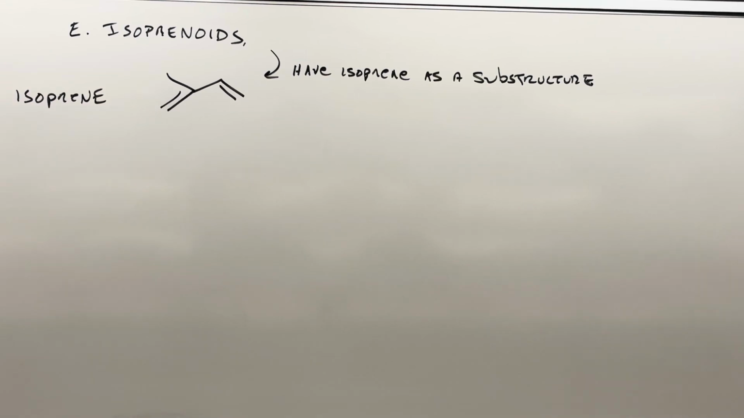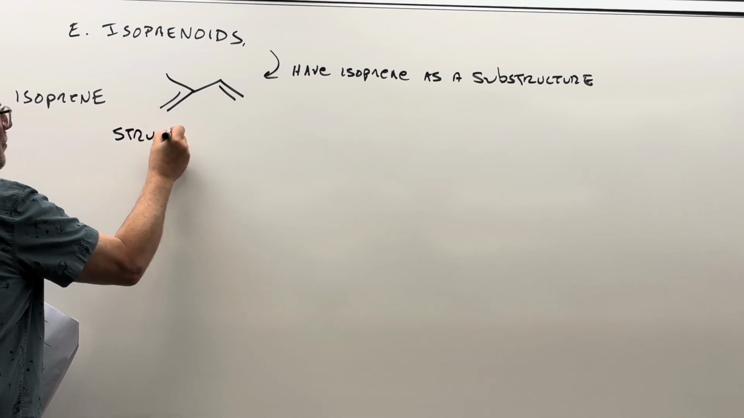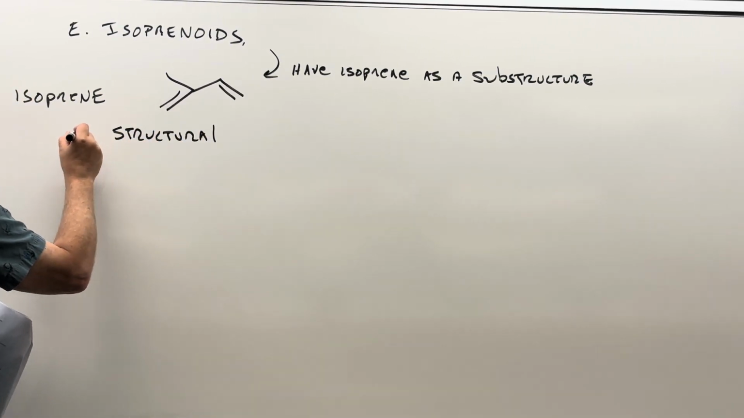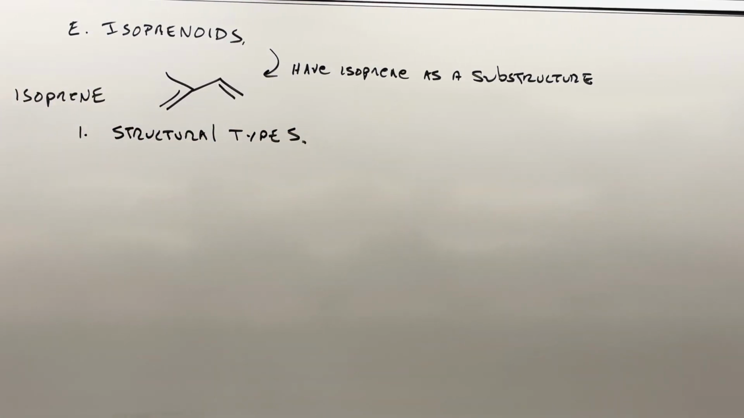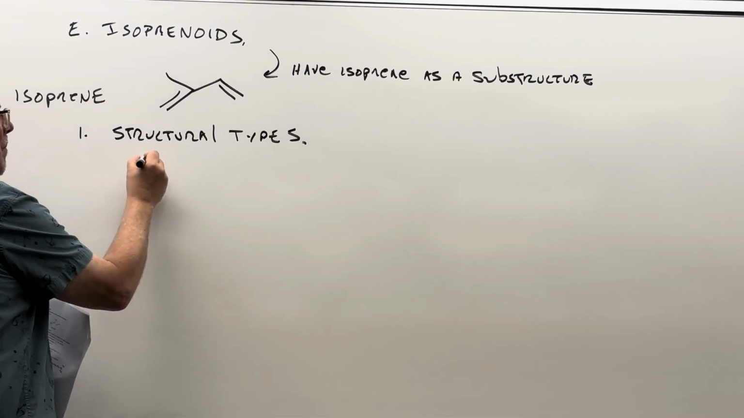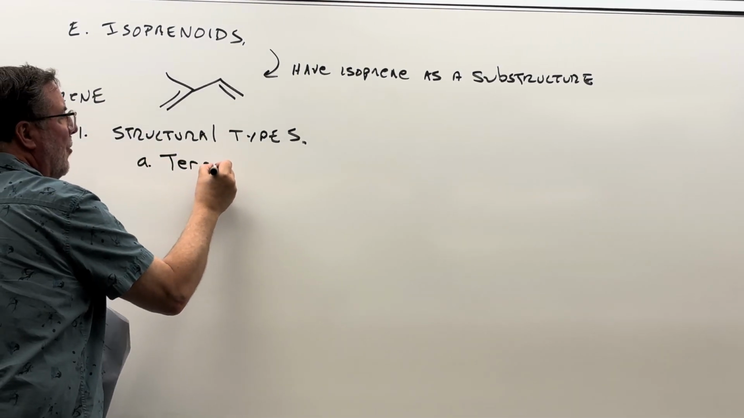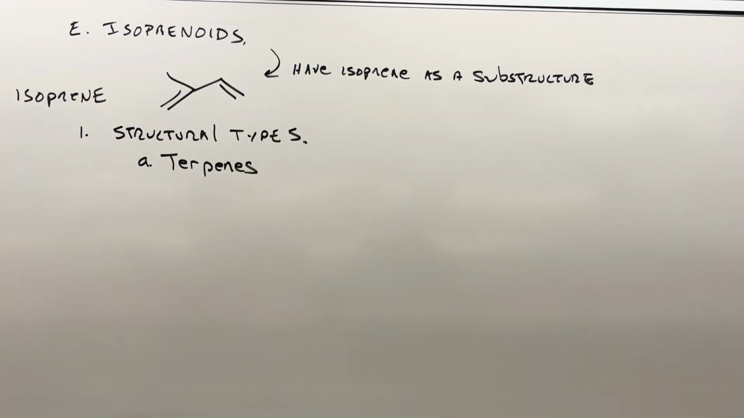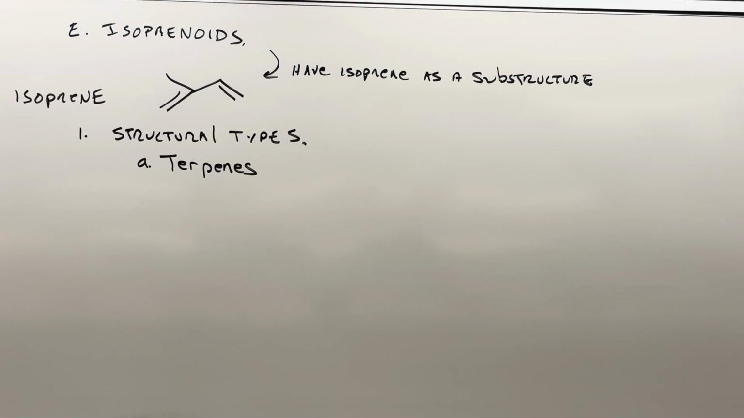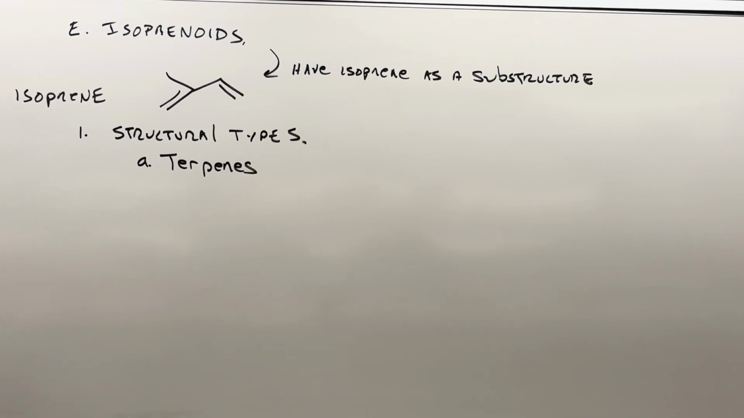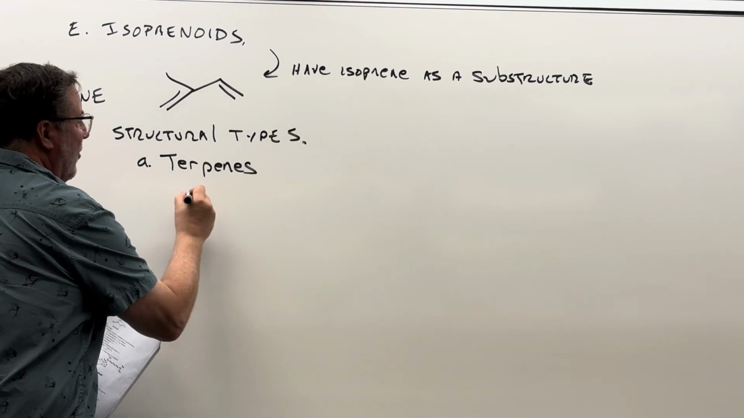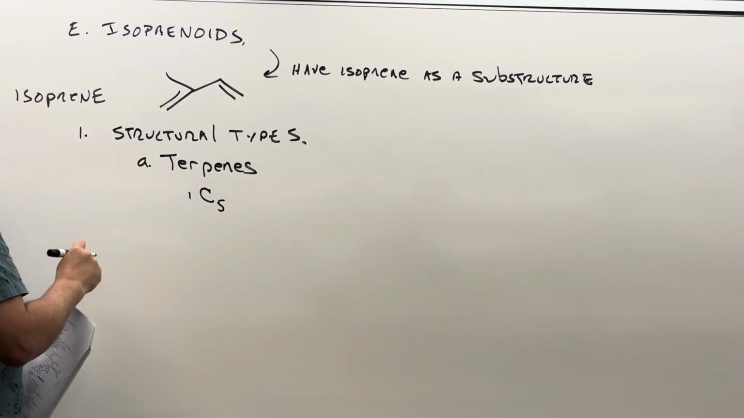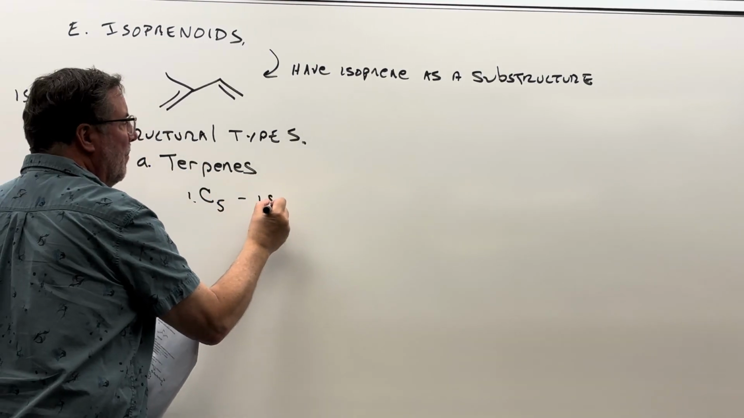Okay, so what are the different types? So the structural types. Structural types include the terpenes. This is something very near to my heart. This is what I've spent a lot of my career studying, is the terpenes, plant natural products. Okay, and so that includes C5 molecules that have 5 carbons, which is isoprene.